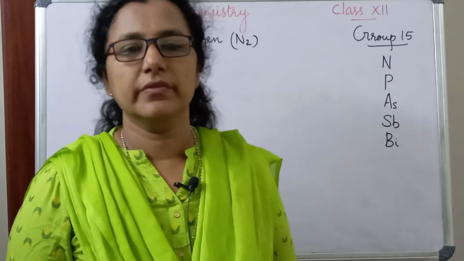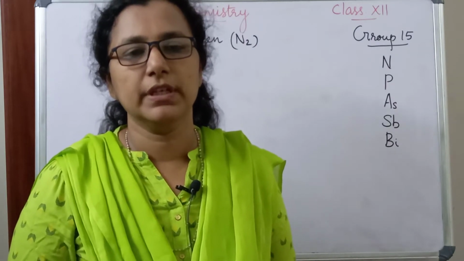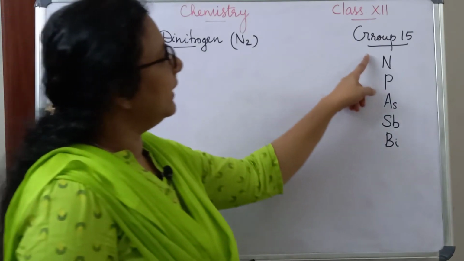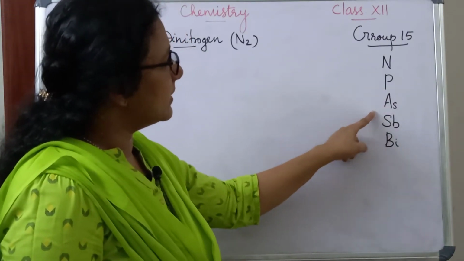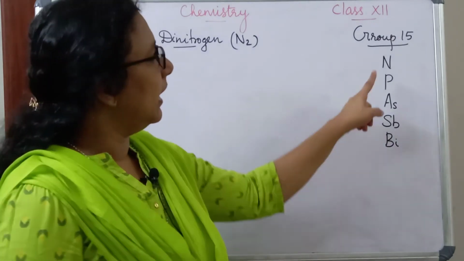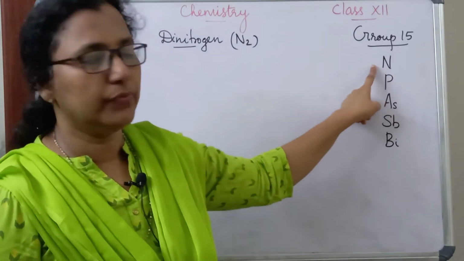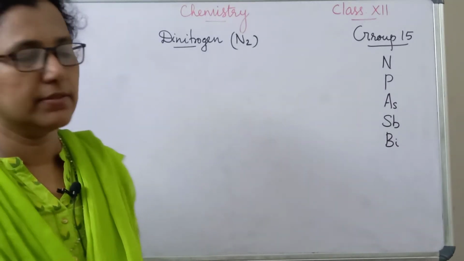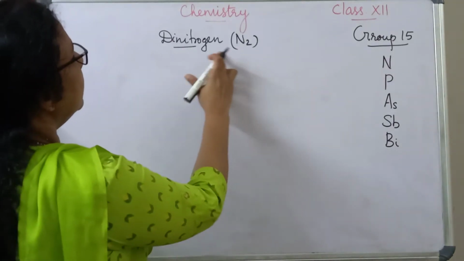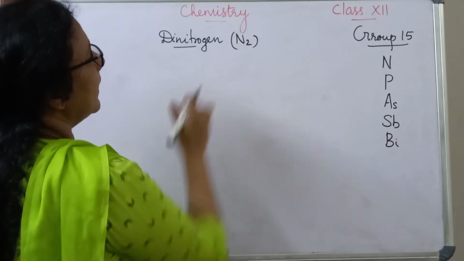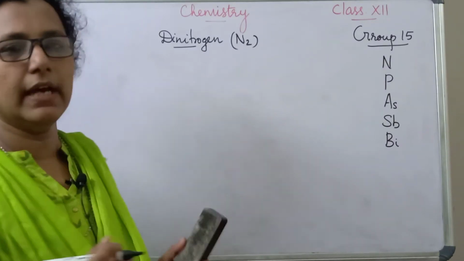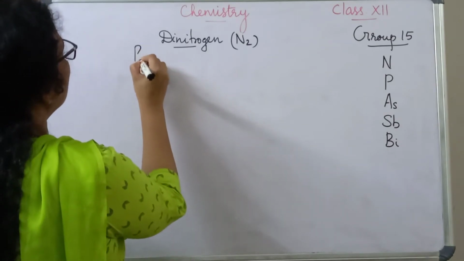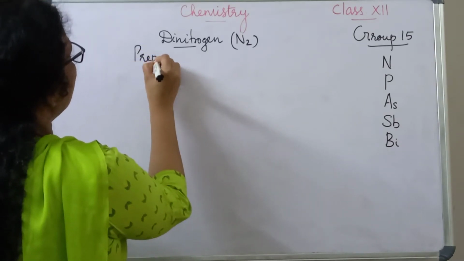Hello students, today we will see the preparation and properties of dinitrogen or nitrogen. You know group 15 elements are nitrogen, phosphorus, arsenic, antimony and bismuth, and nitrogen is the first member of group 15 elements. So let us see the preparation and properties of dinitrogen. This dinitrogen or nitrogen can be represented as N2 since it is a diatomic molecule. So let us see the preparation methods, how dinitrogen is prepared.